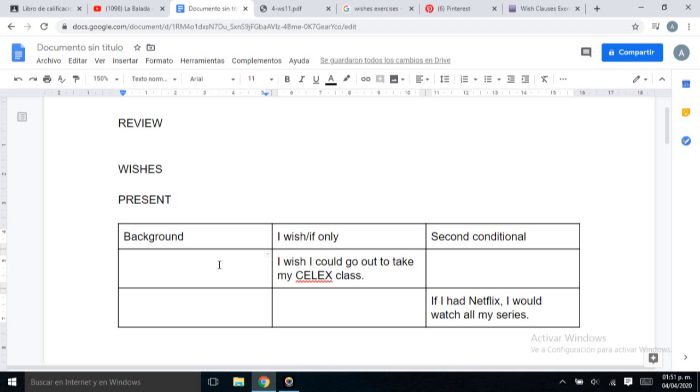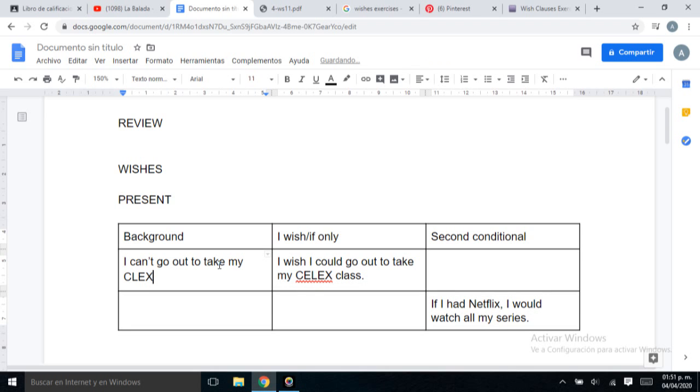And what's the reality? Well, that I can't go out to take my CELEX class. Then, what we have to do here, as you can see, is just to add I wish. And after I wish, we have here our verb in past simple. In this case, because we are expressing an unreal situation we mentioned in the present. So this verb is in past, whereas the background, the original context, is in present, as you can see.